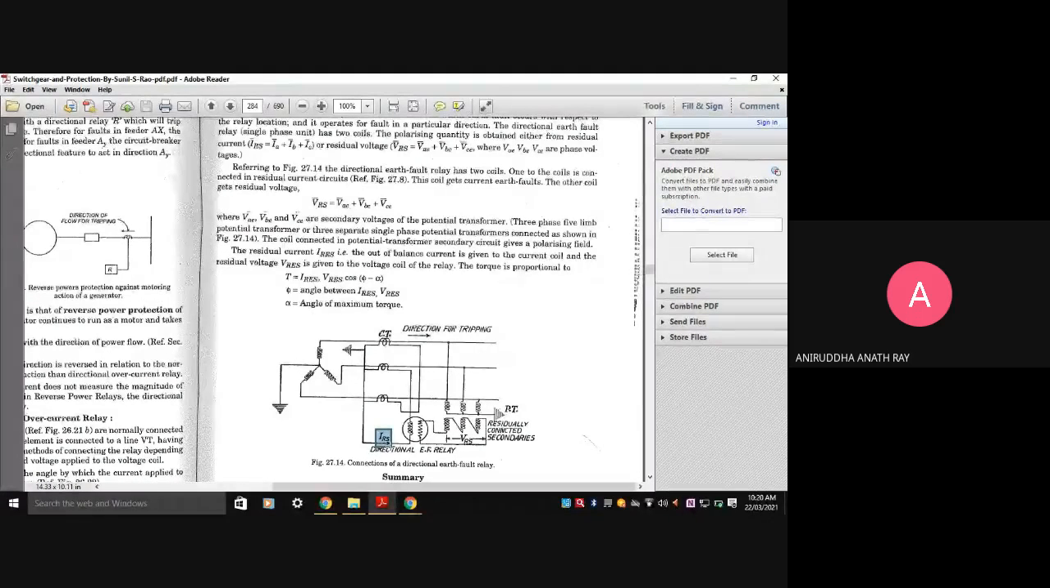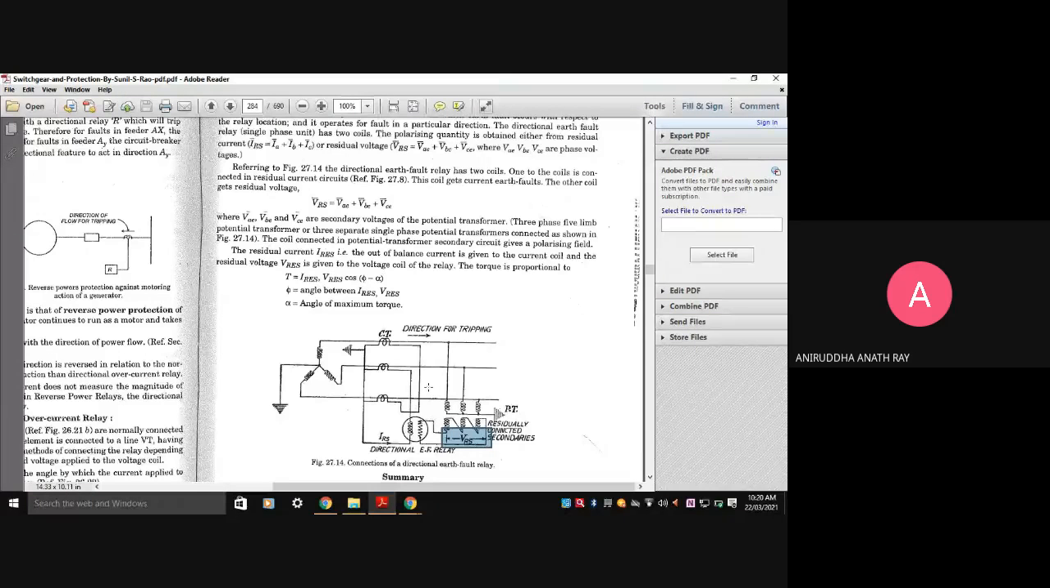This residual current IRES is basically the out of balance current, and it is given to the current coil. I repeat, the residual current IRES, the out of balance current, is given to the current coil here. And this is the residual voltage over here. This residual voltage VRES is given to the voltage coil of the relay.